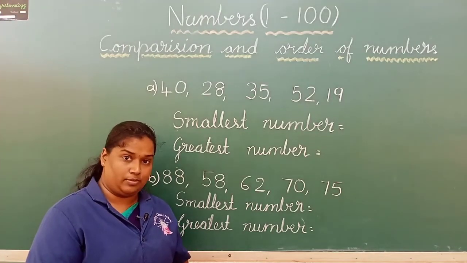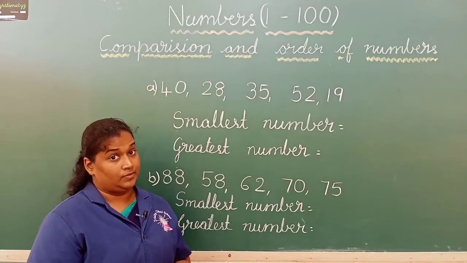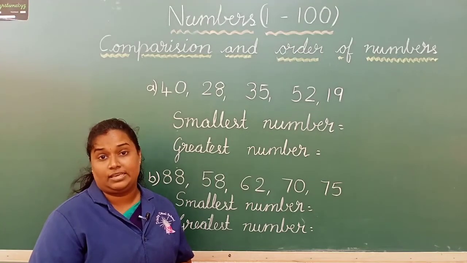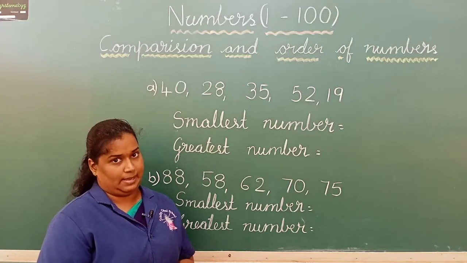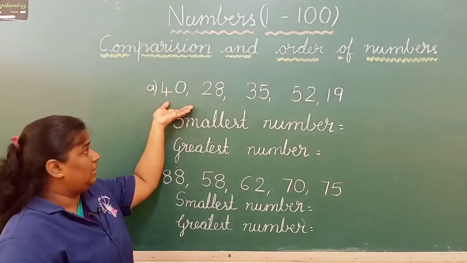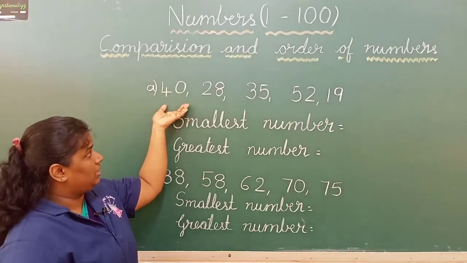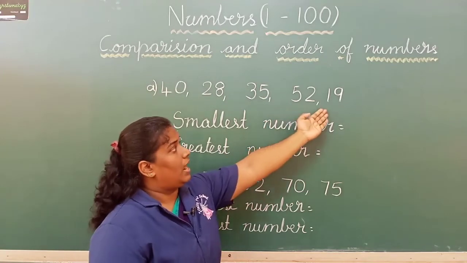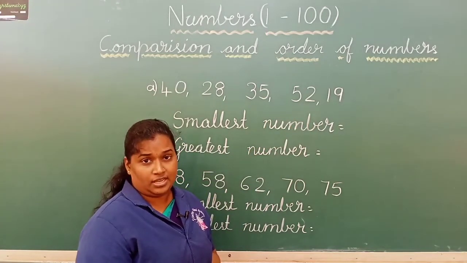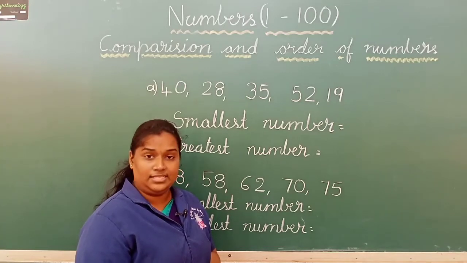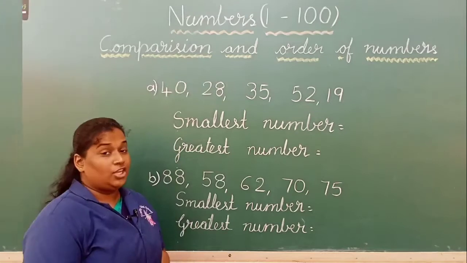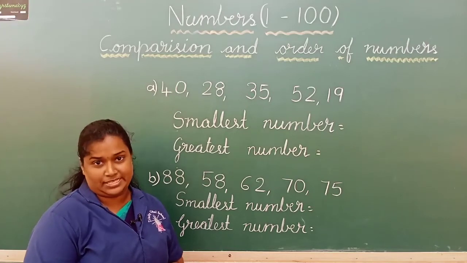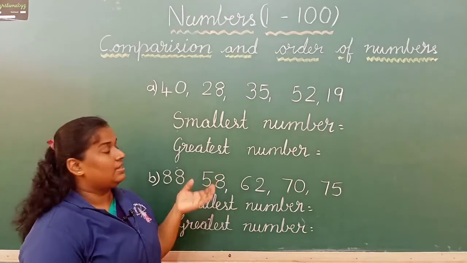When we have more than two numbers, how do we compare them? We can identify a smallest and a greatest number among the given numbers. Here are some examples. The first example, the given numbers are 40, 28, 35, 52 and 19. Here we can identify a smallest and a greatest number. You have already learned how to compare two numbers by looking at the tens place. Let us apply the same method here.